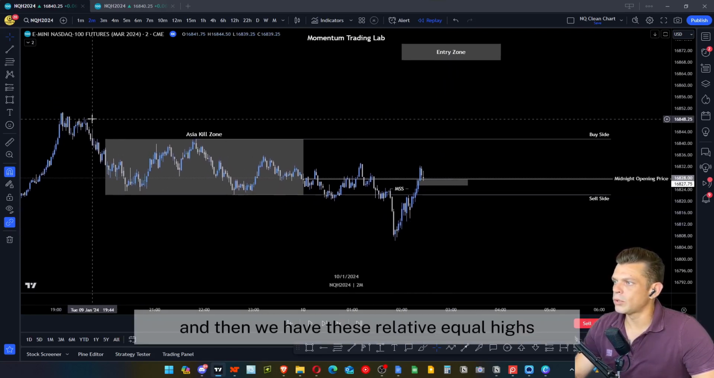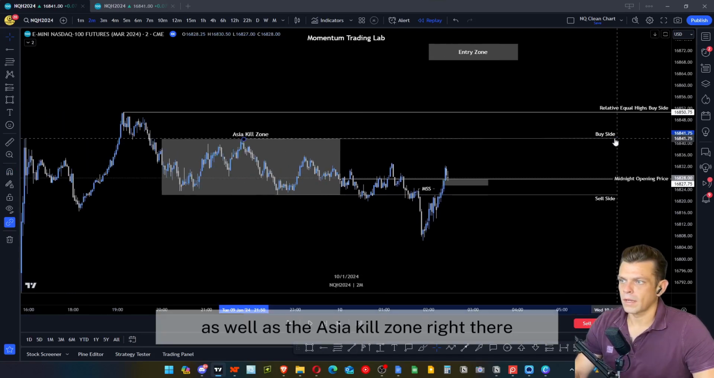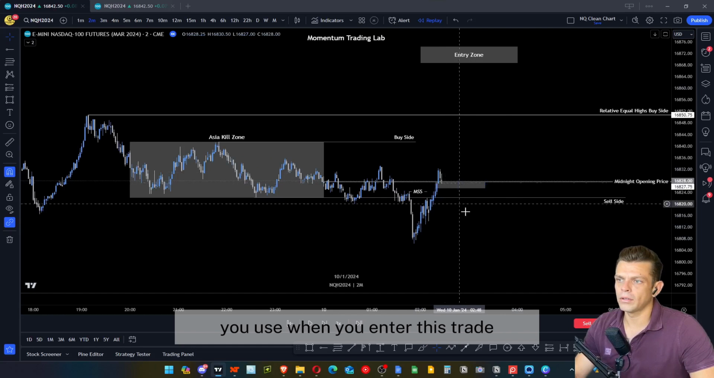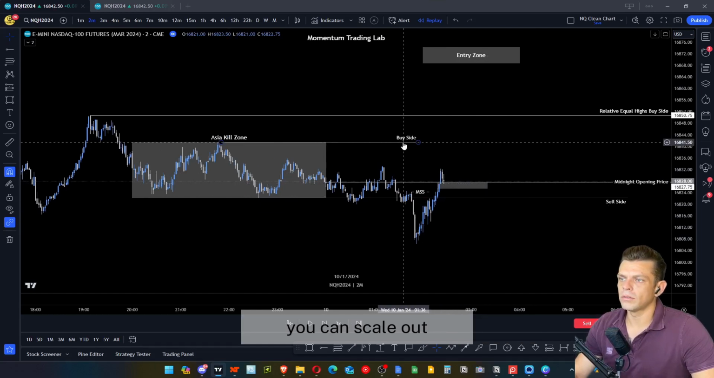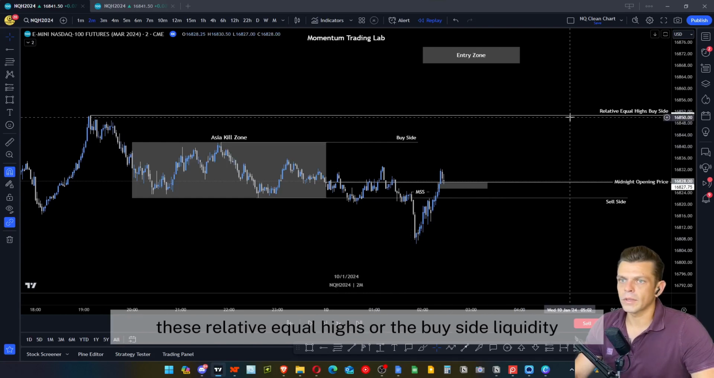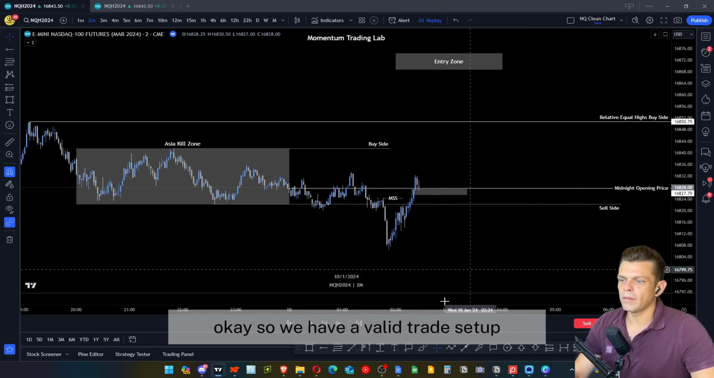And then we have these relative equal highs right there for a potential take profit area, as well as the Asia kill zone right there. So depending on how many contracts you use when you enter this trade, you can scale out some right here at the Asia high. And then your ultimate target will be these relative equal highs or the buy side liquidity. Okay, so we have a valid trade setup.